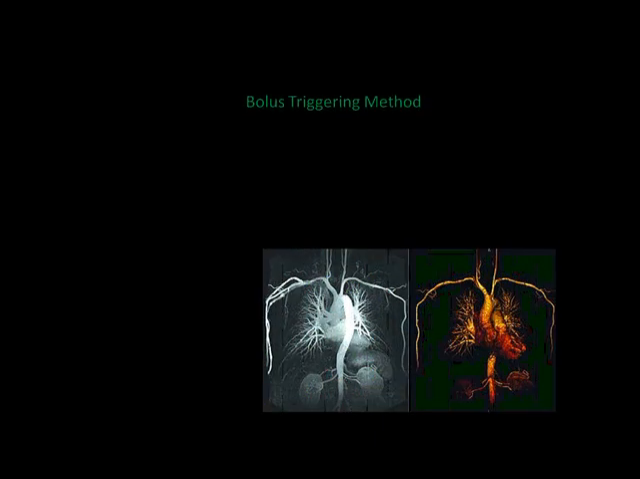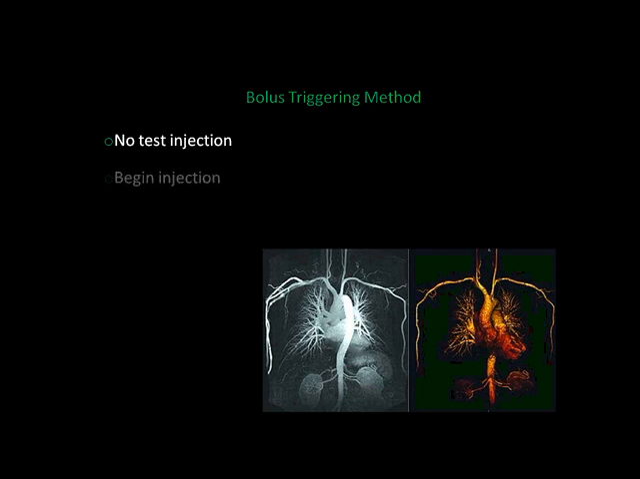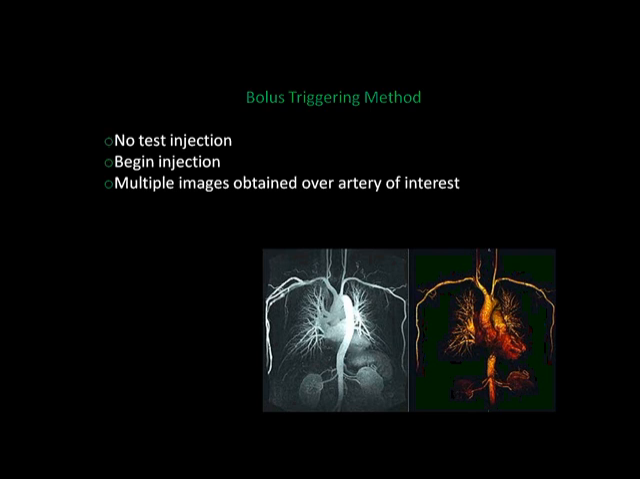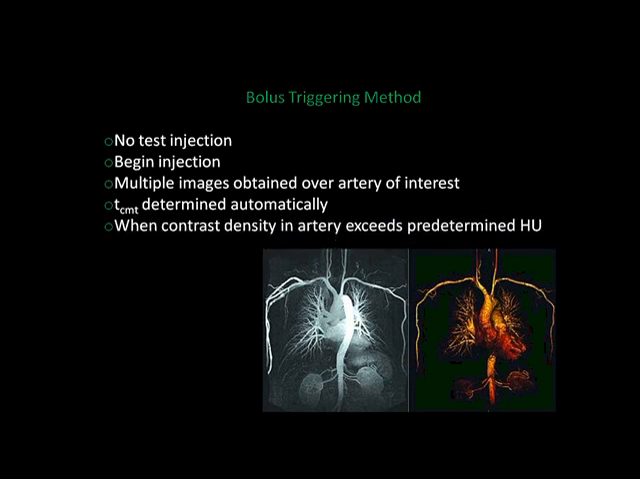Then there's also what's called the bolus triggering method. There is no test injection. You just go ahead and begin the injection. Multiple images are obtained over the artery of interest, and then the scan is determined in two ways. Either when the contrast density in the artery exceeds a predetermined Hounsfield unit, the scan is initiated automatically, or you can watch it, and when you see that it is the amount that you want and in the place that you want, you manually trigger it.